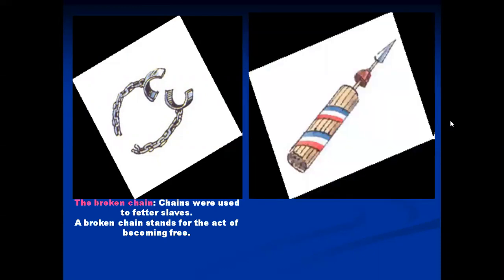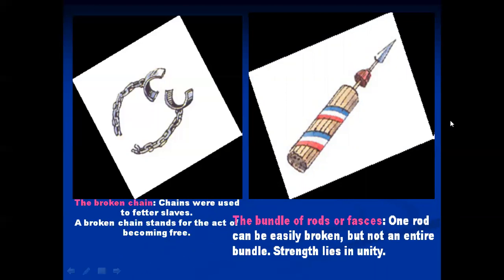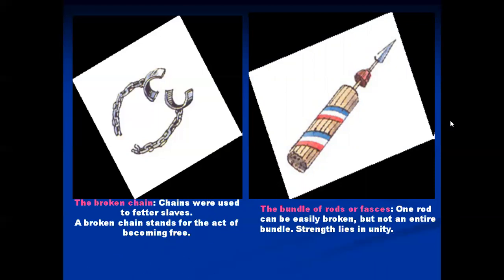Next important symbol was the bundle of rods, or fasces. So what does it mean? The bundle of rods. One rod can be easily broken but not an entire bundle. So it means the strength lies in unity.